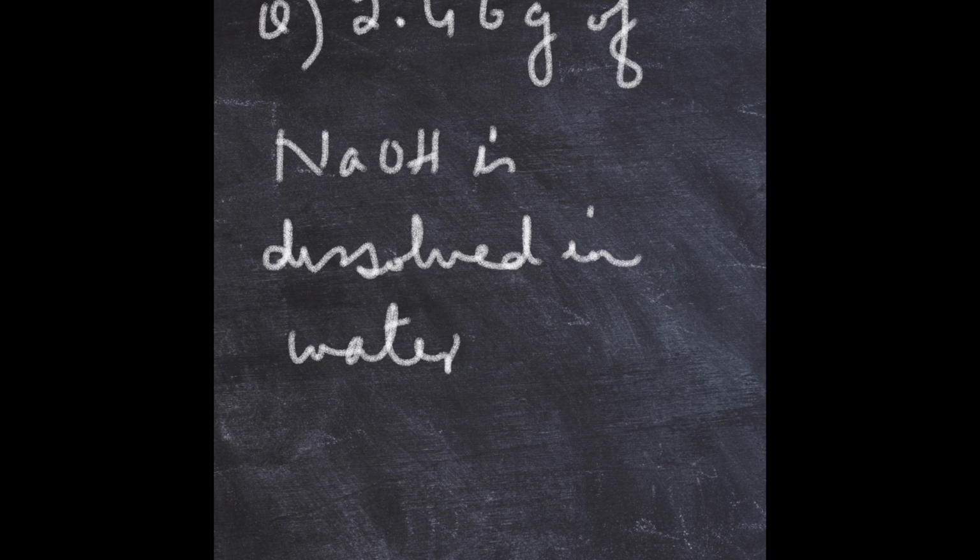2.46 grams of sodium hydroxide is dissolved in water and the solution is made up to 100 cc. Calculate molarity.